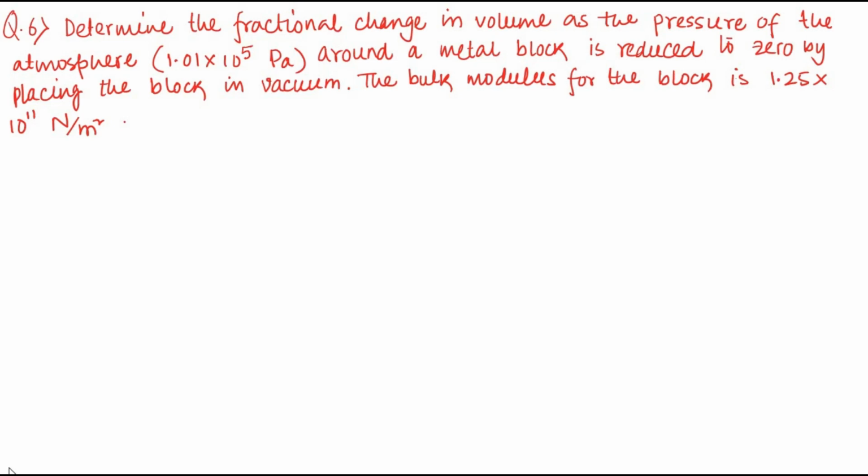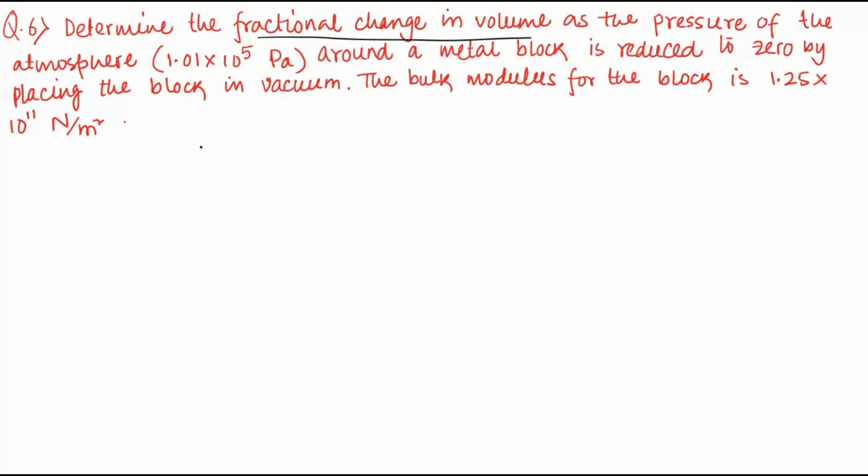Question number 6. Determine the fractional change in volume as the pressure of the atmosphere, which is 1.01 × 10^5 Pascal, around a metal block is reduced to 0 by placing the block in vacuum. The bulk modulus for the block is 1.25 × 10^11 Newton per meter square. Now here you have to calculate the value of fractional change in volume.